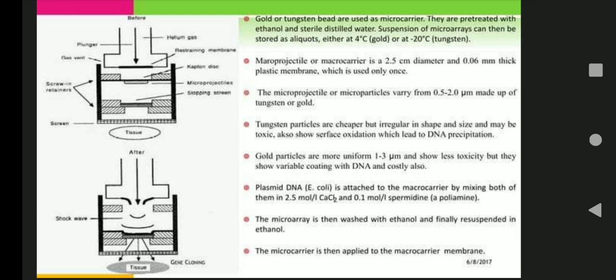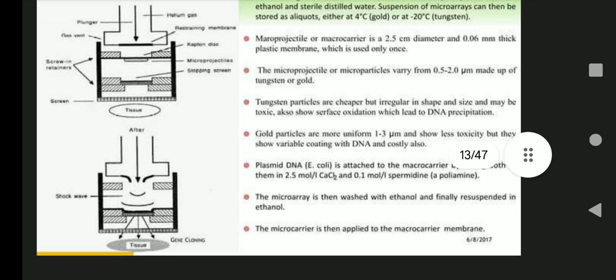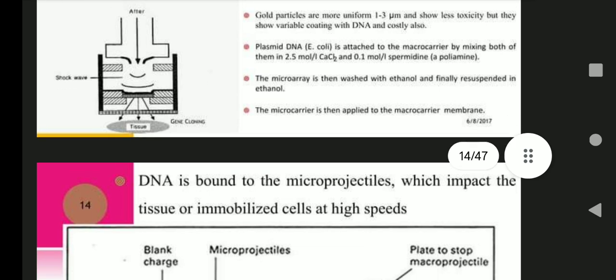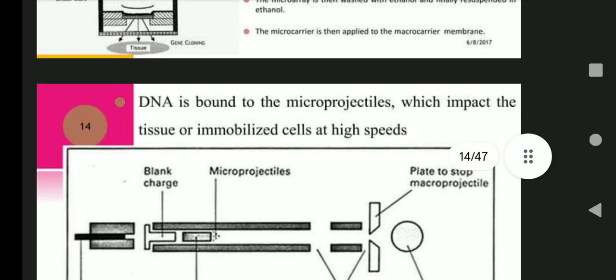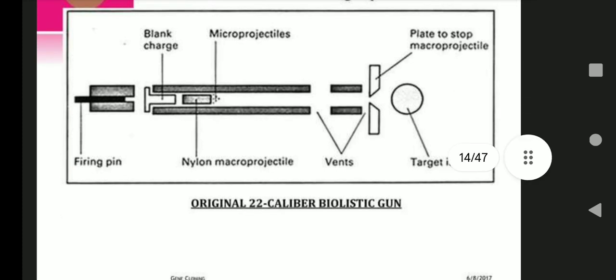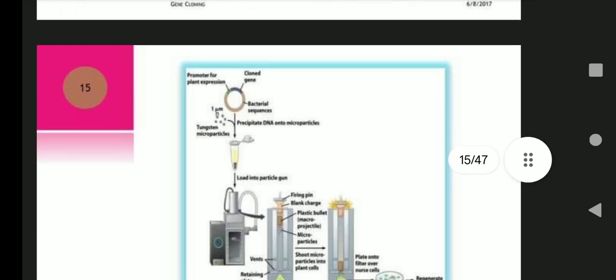The particles are then loaded and the piston is pressed over it. The plasmid DNA attached to these microcarriers is then targeted to the particular cell. The DNA-bound microprojectiles then impact the tissues at the highest speed. Here we can see the firing pin, how it pushes, and how the particles reach the target tissue through the particular gun. Here is a diagram.